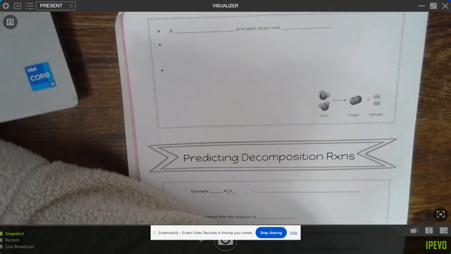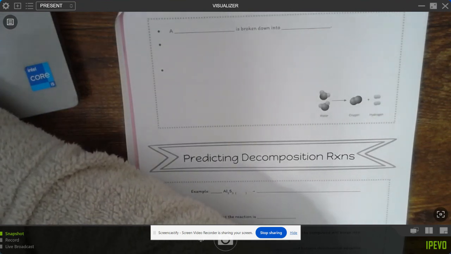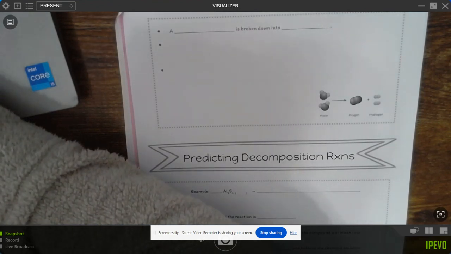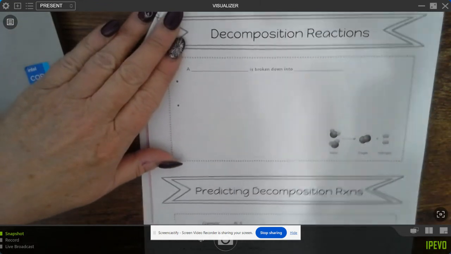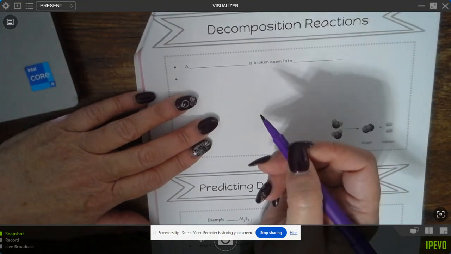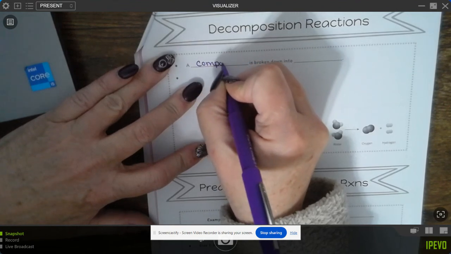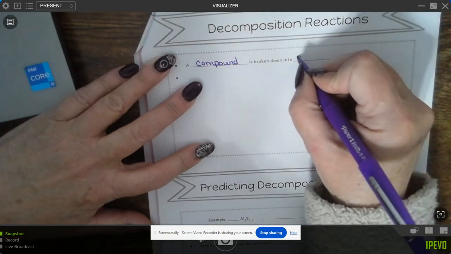Today we are going to take a look at decomposition reactions. In our last lesson, we talked about synthesis, which we said was the forming of compounds from two elements. Today we're going to talk about the opposite. You know what decomposition is: things that die, decompose, they break down. So in a decomposition reaction, a compound breaks down into simpler parts.